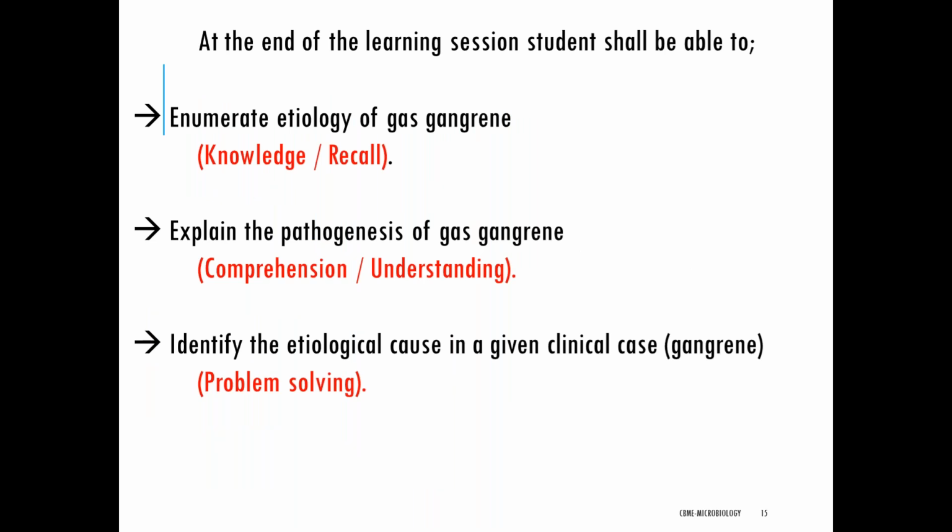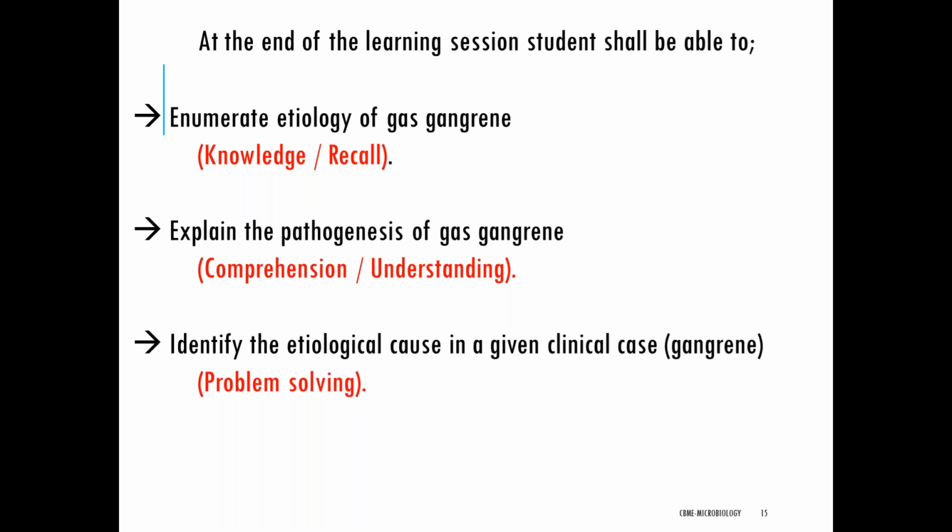At the end of the learning session, students should be able to, number one, enumerate the etiology of gas gangrene. So we all have taken these classes of Clostridia, and when we ask the student, they would immediately say, yes, Clostridium perfringens, Clostridium novyi, histolyticum, septicum, whatever. So that is just recall or rote memory, and they memorize, they learn. There's nothing to understand as such.